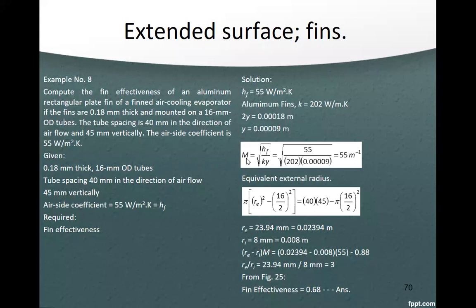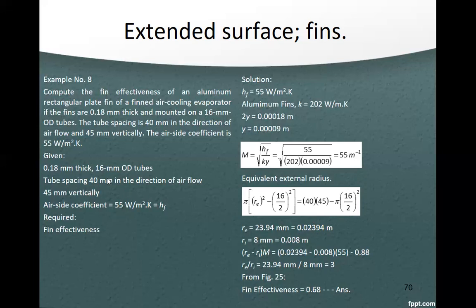So, m is equal to the square root of h_f over k. m is equal to the square root of 55 over 202 times 0.00009, which is 55 per meter. So, the equivalent external radius is pi times r_b squared minus pi times 16 over 2 squared, equal to 40 times 45. This is the area of the rectangular plate. Less mo yung outside area ng tube.